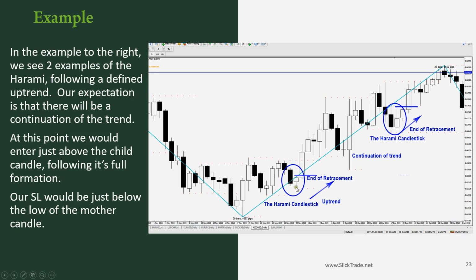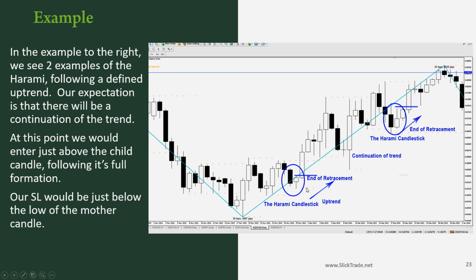Okay, so in this example, here's the mother, and here's the baby or child within. You can see that the body is within that body. Okay, you would enter just above that child candle. Your stop loss you would set below, and actually that child candle even went a little bit lower too. So again, it's up to you. Look at it.